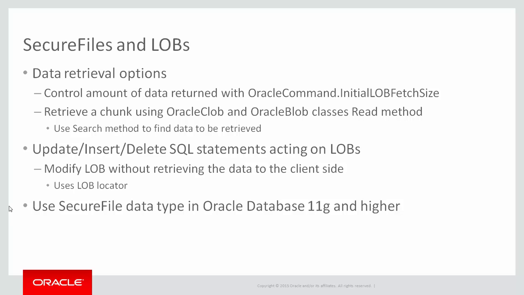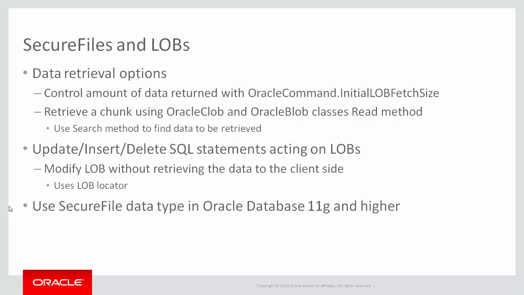So one of the most important knobs you can twist is called InitialLOBFetchSize, which hangs off the OracleCommand class. And what this allows you to do is control how much data actually comes back when you select from a table that has a large object in it. So for example, if you have a table with images in it, you can tell it, I only want to retrieve the first 1,000 bytes of each large object so I can look at the headers, for example. Or you can say, I don't want to retrieve anything until I actually want it. So you could set InitialLOBFetchSize to 0.